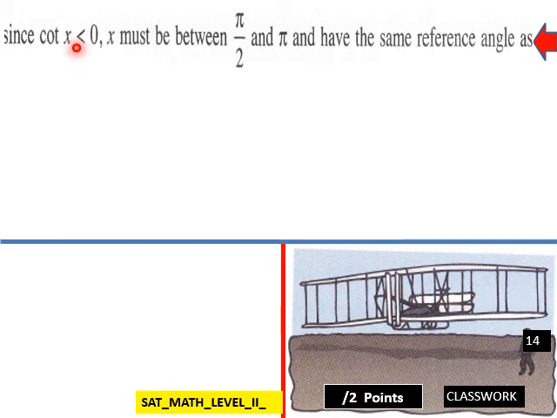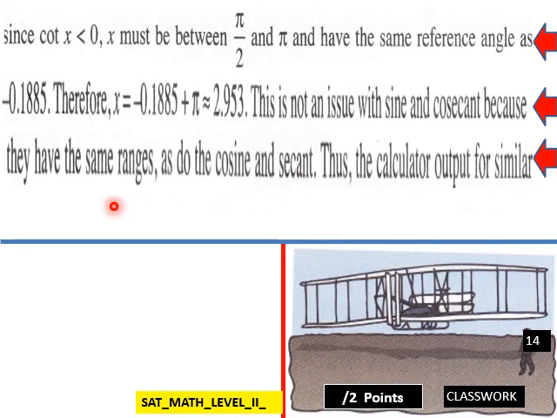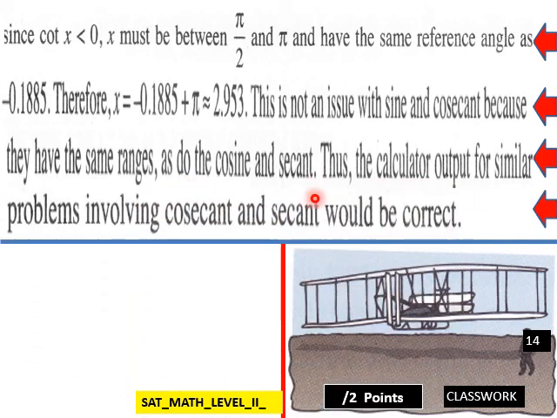Since cotan x is less than 0, x must be between pi over 2 and pi and have the same reference angle as negative 0.1885. Therefore, x equals negative 0.1885 plus pi, which is 2.953. This is not an issue with sine and cosecant because they have the same ranges as do cosine and secant. Thus, the calculator output for similar problems involving cosecant and secant would be correct.